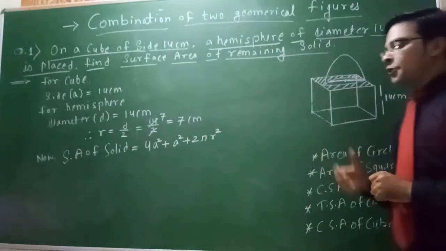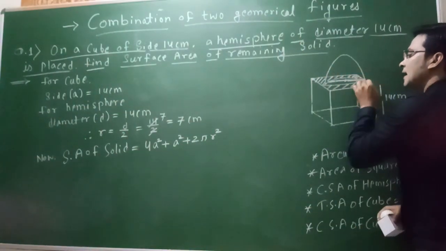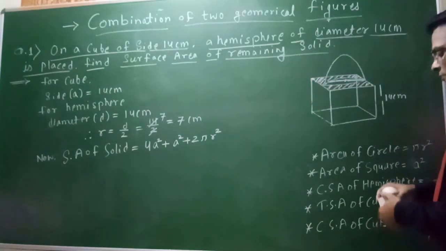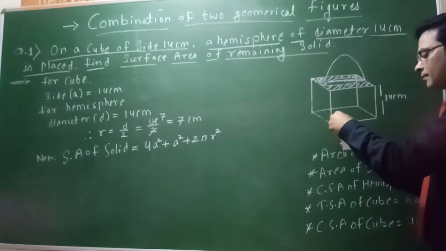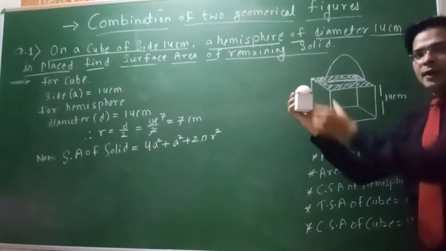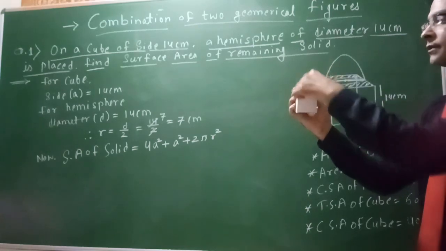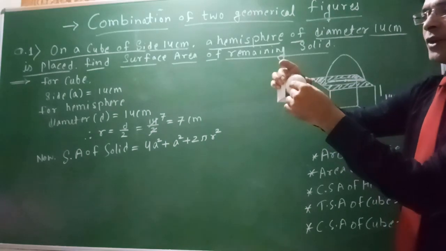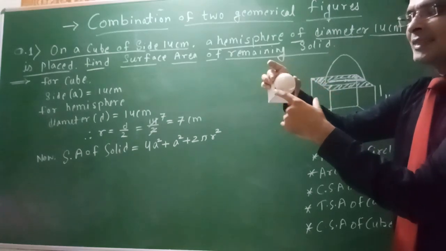Now if you observe the top of this cube, there is a 4 inch and this shaded portion is also visible. This figure is a cube with a hemisphere placed on it, so the remaining portion is the upper face of this cube. This hemisphere is placed on it and this shaded portion is visible. So we have to find this area also.